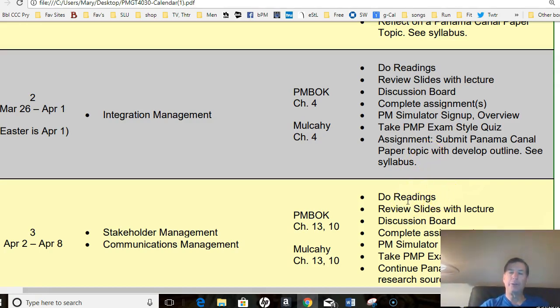Review the slides and the lectures, which I'll have posted probably late tomorrow. And don't forget the discussion board. Initial responses are due by Wednesday, and many responses integrating with the other students, challenging ideas, critical thinking, are due between Wednesday and Sunday. Complete the assignment, which again is meant to show you a template of stakeholder management and communications, and do PM Simulator Lesson 1. Also, you'll have another quiz this week, and continue to research your Panama Canal paper.